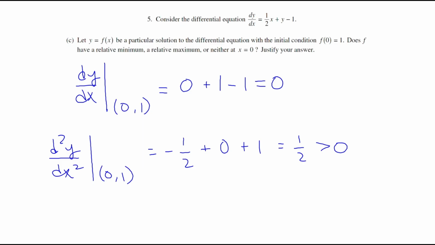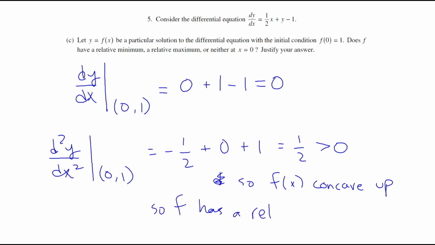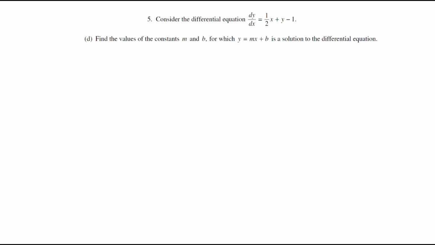And if the function is concave up, so we'll say that f of x is concave up, and therefore f has a relative minimum, right? That's what the second derivative test tells us. At the point 0, 1, right? If a function is concave up and has a relative extrema, it's got to be a minimum, right? If it's concave down, it's going to have a maximum.